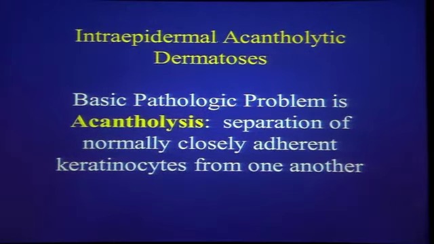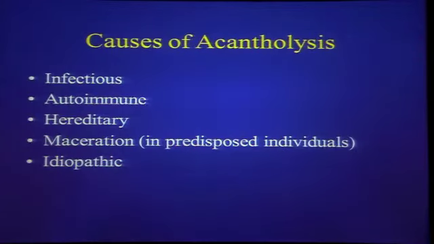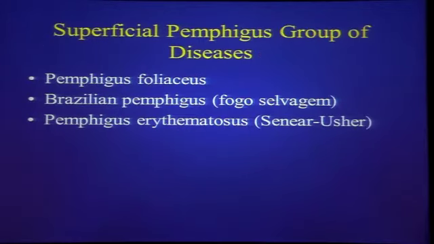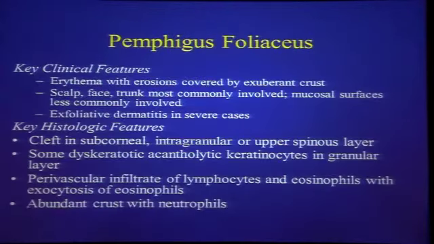Now, the next thing we're going to talk about are the intradermal acantholytic dermatoses. These are where you get separation of the cells from one another. And these can occur in several different ways, either due to infections, autoimmunity, hereditary, or other. They can be superficial. They can involve the entire epidermis. They can be with dyskeratosis or not. And the first group we're going to talk about are the Pemphigus group of diseases, foliaceous, Fogo selvagem, Pemphigus erythematosus. These are widespread diseases usually, and they're associated with these extensive erosions with extensive crusting.